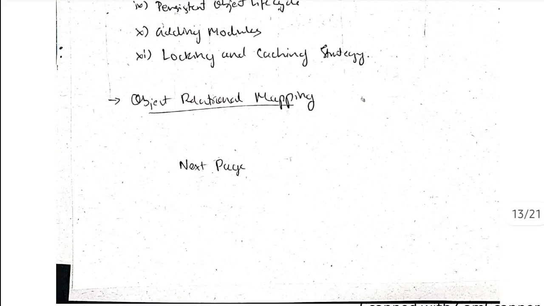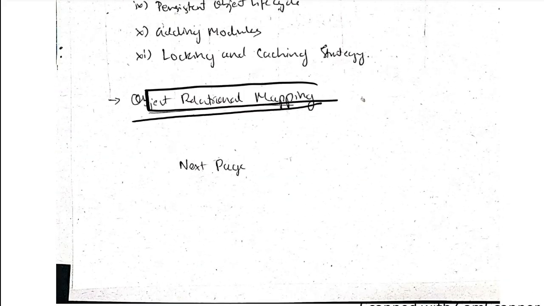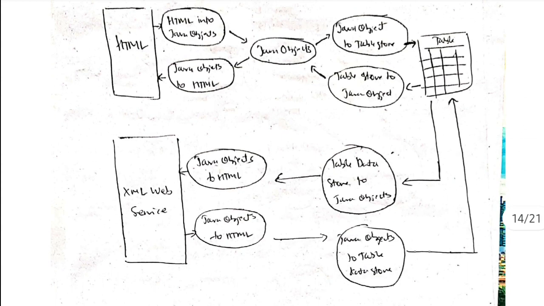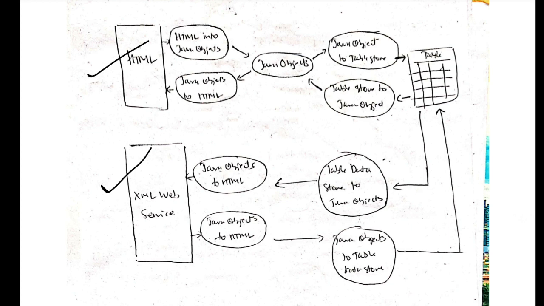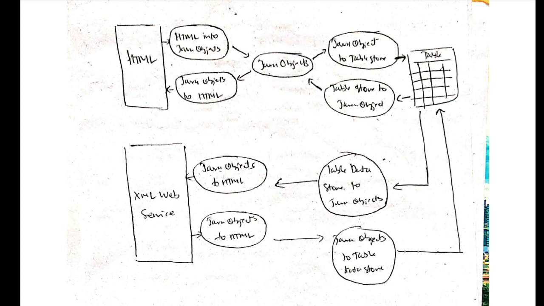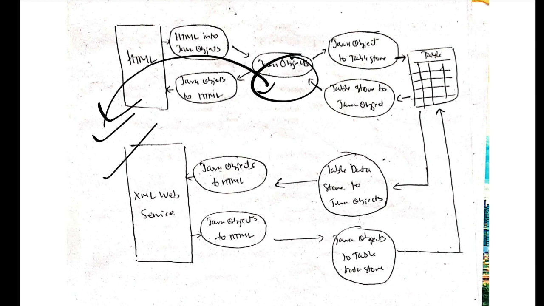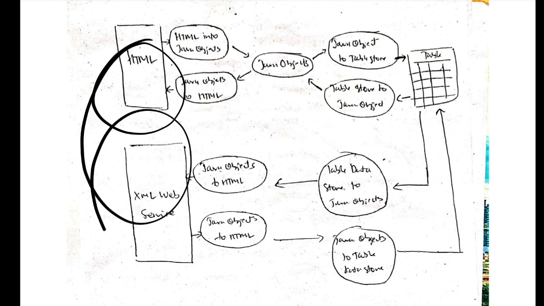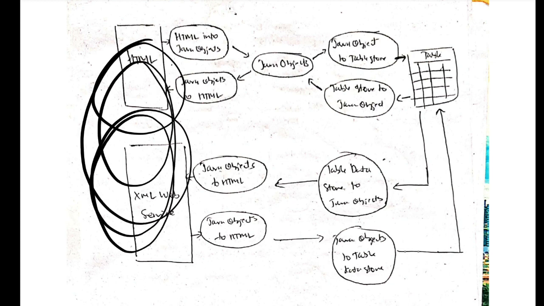Next we have the object relational mapping. An explicit question has been asked regarding this, so make sure you know this one very well. How do you remember this one? First draw HTML, JSON, XML, everything here. Those things are connected with the Java objects. So HTML is converted to Java objects, which are further converted to a table. That's all, three steps. HTML, JSON, everything will be present here. That will be converted to the Java objects, which will in turn be converted to a table. That is how you map HTML, JSON, XML, CSV, all the things to the table.